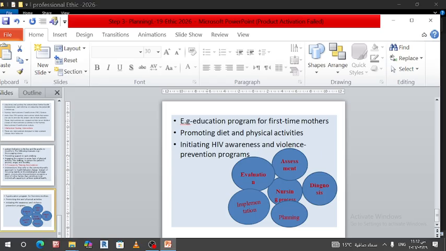Examples: an education program for first-time mothers promoting diet and physical activity, and initiating HIV awareness and violence prevention programs. These are the steps, the planning and the implementing, and implementing is the fourth step of nursing care.